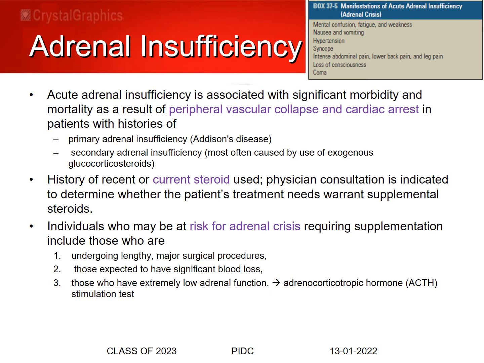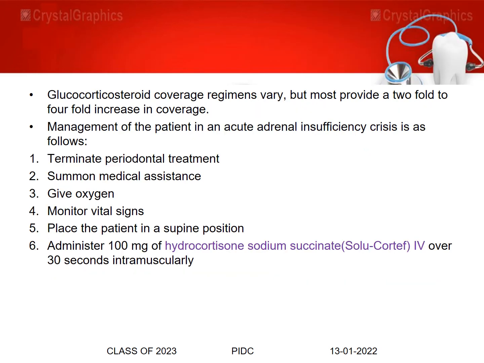Individuals who are at high risk for adrenal crisis require supplementation. This includes those who are going for lengthy procedures, surgical procedures, those expected to have significant blood loss, and those having extremely low adrenal function, as tested by the ACTH stimulation test. Glucocorticoid coverage regimens vary, but most provide a twofold to fourfold increase in coverage.